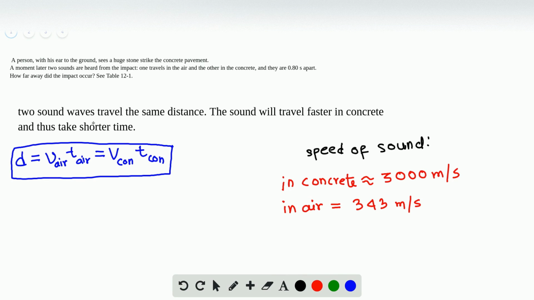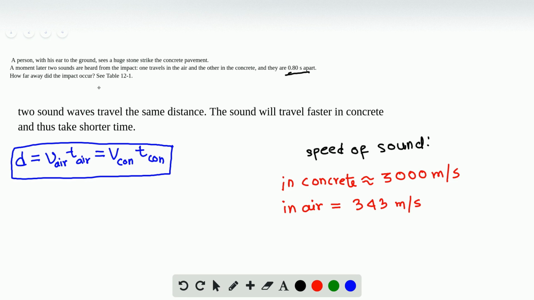In this problem, a person with his ear on the ground sees a huge stone strike the concrete pavement. Now he hears two different sounds, one from the air and one from the concrete, and they are 0.8 seconds apart. So now we need to figure out how far away the impact occurred.